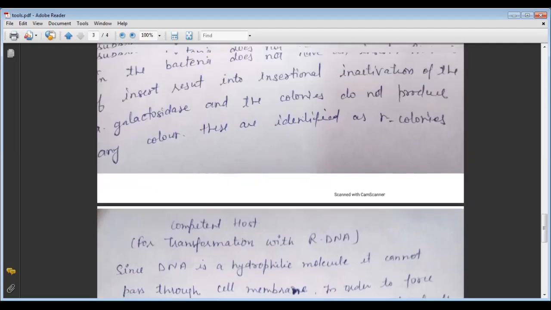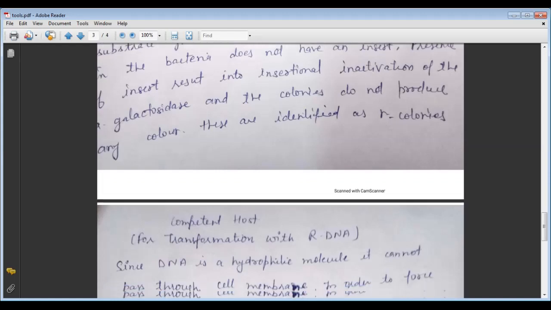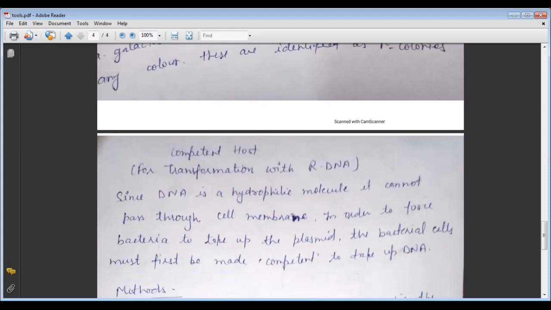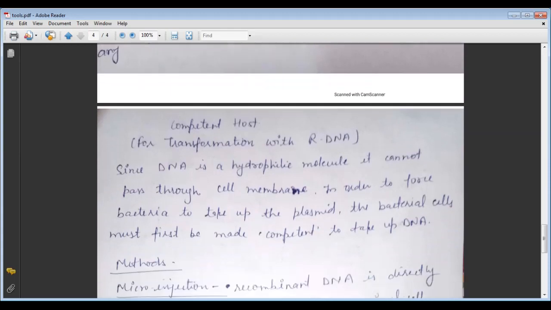अब हमारा रिकॉम्बिनेंट ये सब तैयार हो चुका है, तो उसके बाद हमें चाहिए एक होस्ट, है ना। तो अब ये एक होस्ट के अंदर जाएगा और उसको भेजने के जो मेथड है, अब हम उसके बारे में बात करेंगे। So that is the competent host, it is called the competent host, for the transformation with the recombinant DNA.